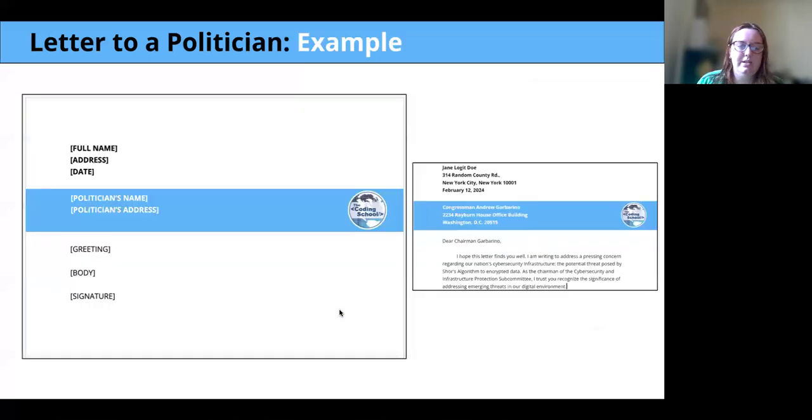Awesome. So you'll see this in the project overview that has been posted to the modules page of Canvas. We even do have a template for you to write this letter to a politician on. So there's a lot of resources there. And I think this one would also just be a really fun one.